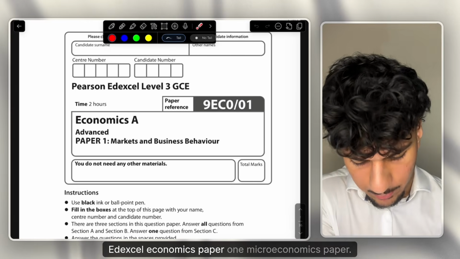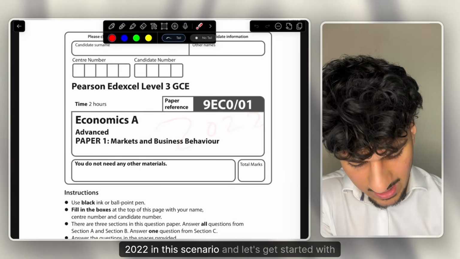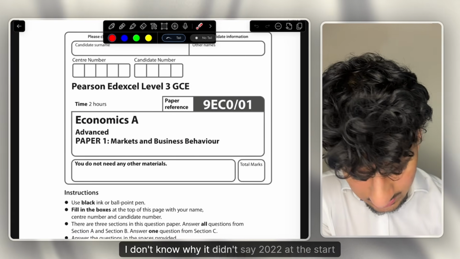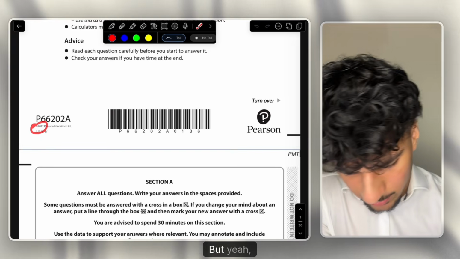Edexcel Economics, Paper 1, Microeconomics Paper 2022 in this scenario, and let's get started with it. I don't know why it didn't say 2022 at the start of it, but you just have to trust me. But it also does say it there. But yeah, let's get started.